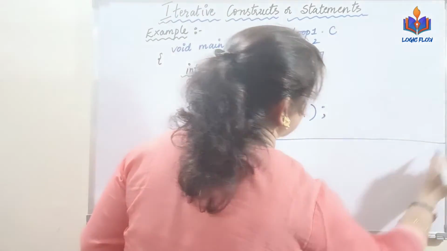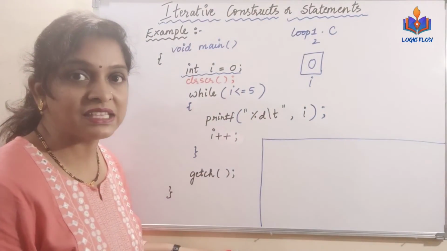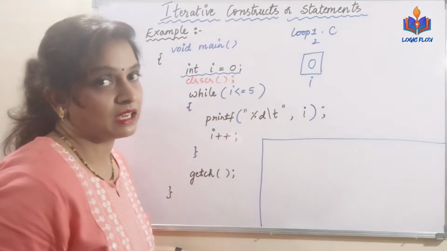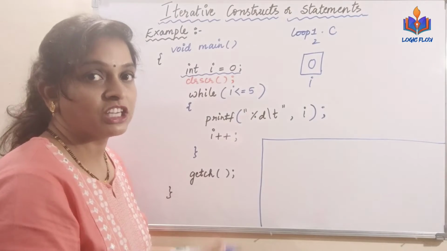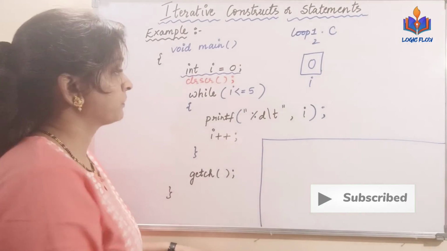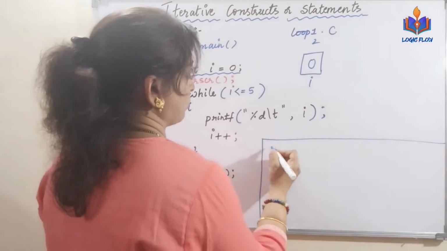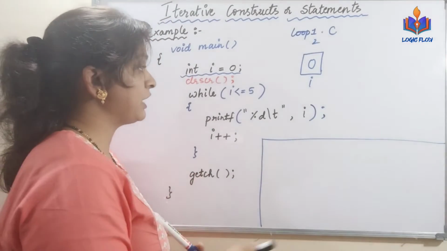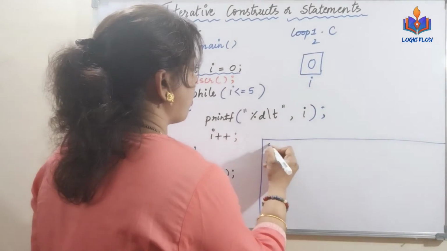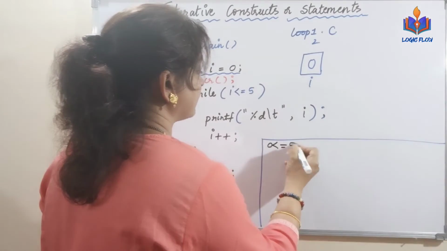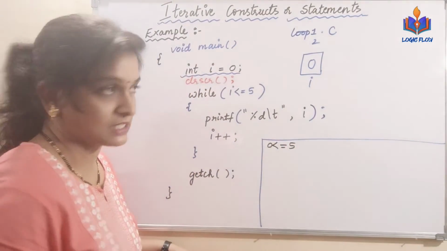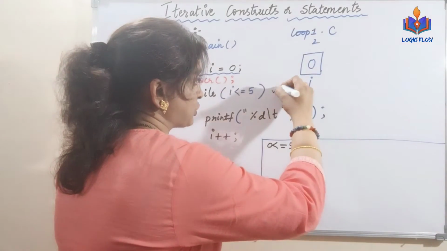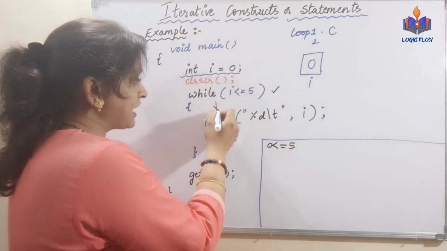Any looping statement program, you have to analyze with tracing like this. You have to write down each and every value that you get in every iteration. So the value of I is 0. Is 0 less than or equal to 5? Is this condition true? Yes. The condition evaluated as true. Then I need to get inside this loop.